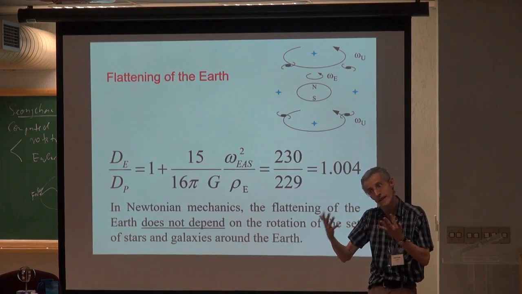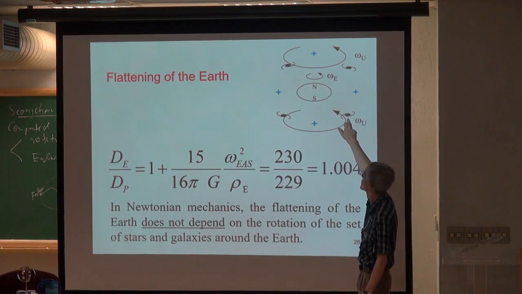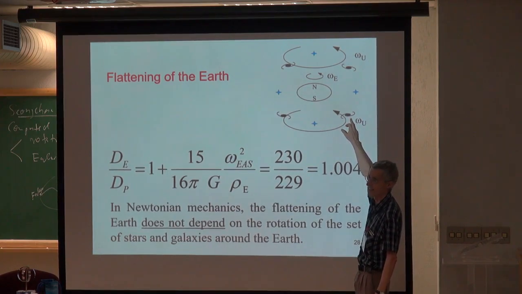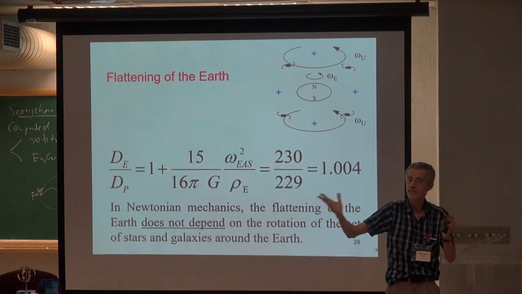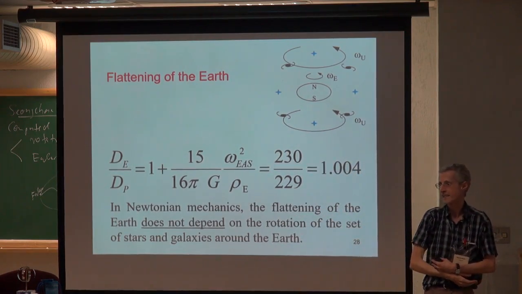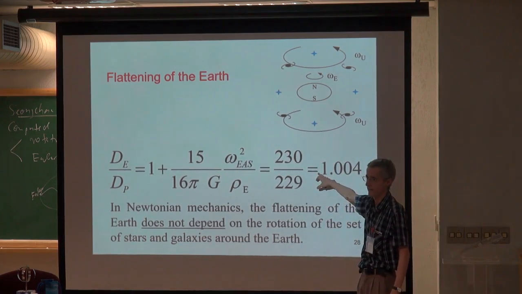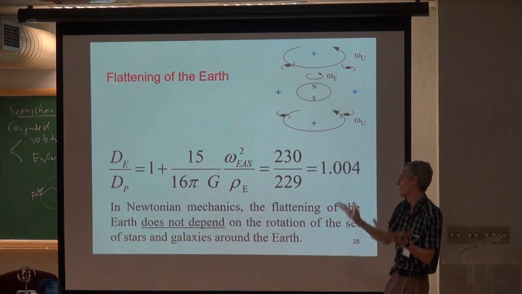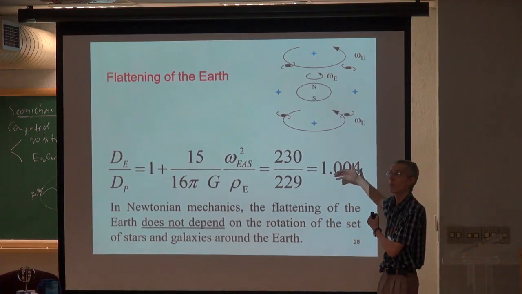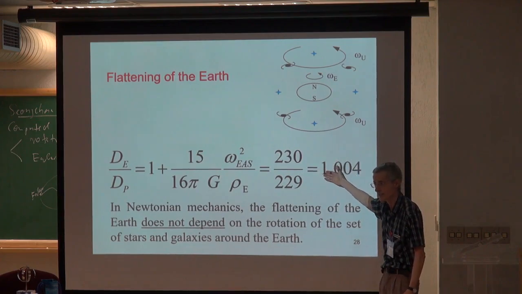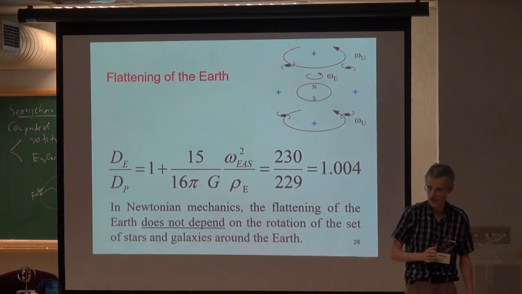But to Newton, that does make sense, and his result does not depend on the amount of stars and galaxies, or how fast they spin. I can increase or decrease the number of stars and galaxies. That will not change the flattening of the Earth. Now I won't show the details of the calculations, they are in the book. I will just show you a comparison of the Newtonian result with the result from relational mechanics. Okay?